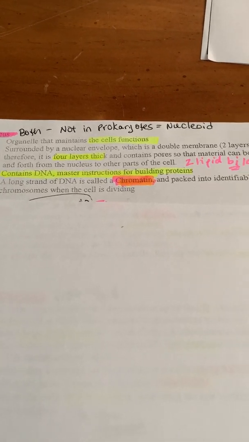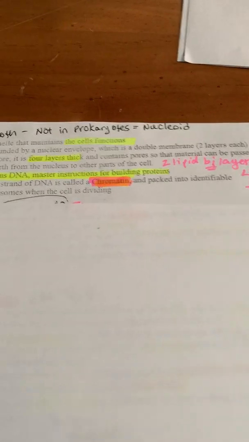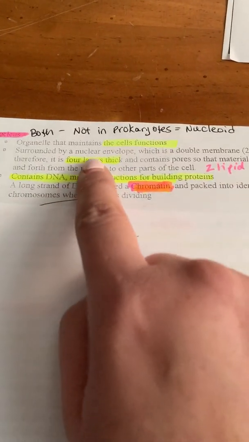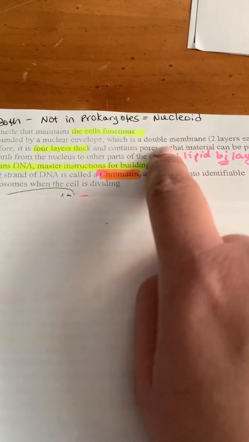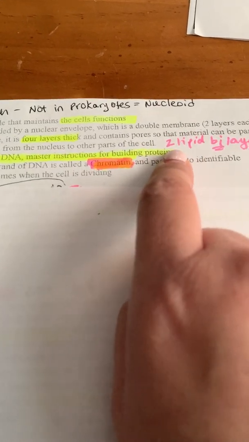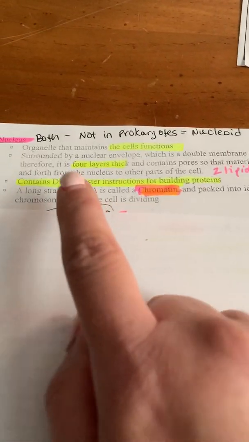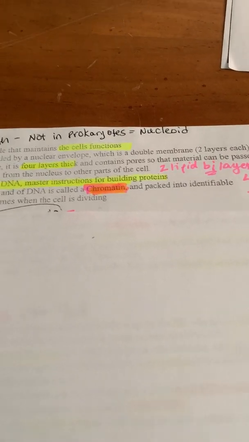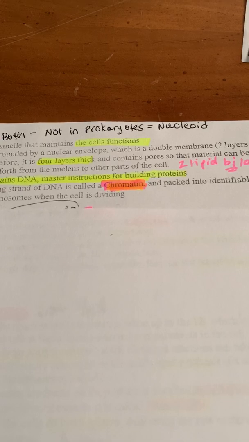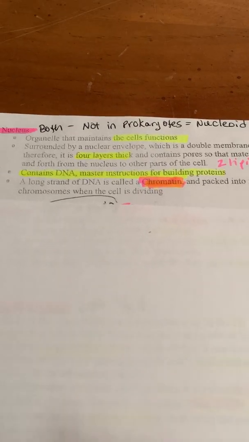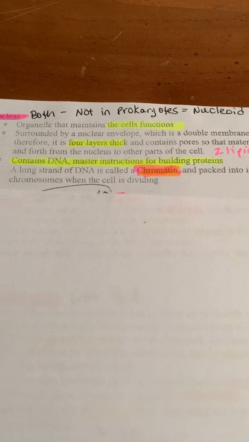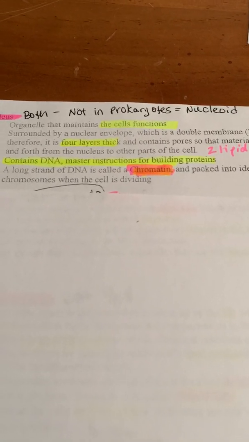It's surrounded by a nuclear envelope, which is a double membrane, 2 layers thick. Therefore, it is 4 layers total because it's a double membrane. It has 2 of those. So it's called a lipid bilayer, and it has 2 lipid bilayers. So it's 4 layers thick. So the second one again says surrounded by a nuclear envelope, which is a double membrane, 2 layers each. Therefore, it's 4 layers thick and contains pores so that materials can pass back and forth from the nucleus to other cell parts. For example, RNA is one of those things that goes through what's called the nuclear pore and can pass back and forth.